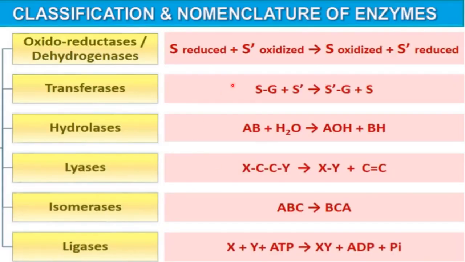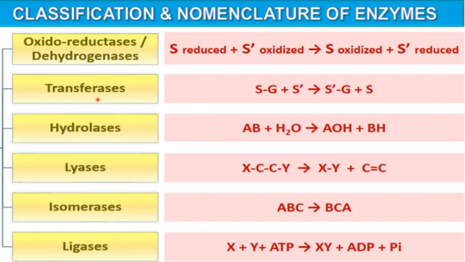Now our next topic is classification and nomenclature of enzymes. So there are 6 major classes of enzymes. This is called classification of enzymes. These 6 major types of enzymes are there. First is oxidoreductases. These can also be called dehydrogenases.